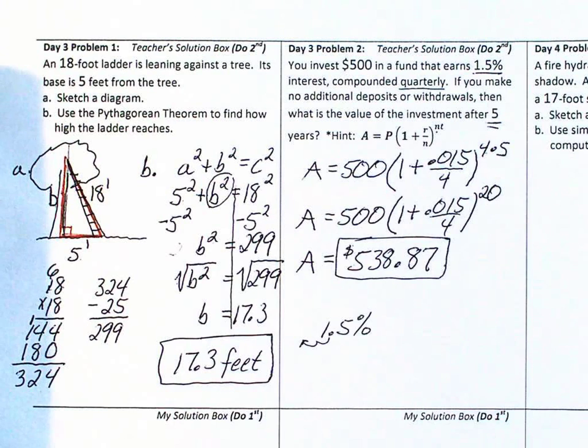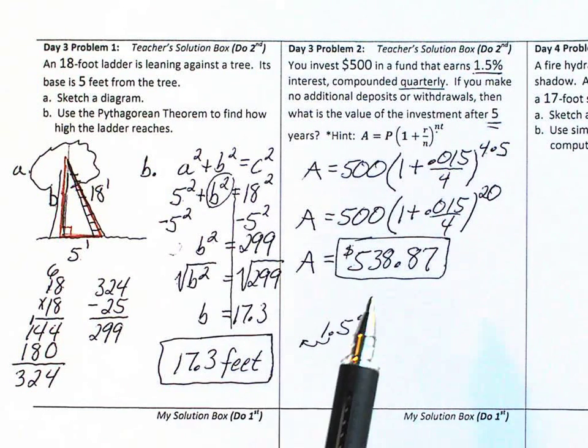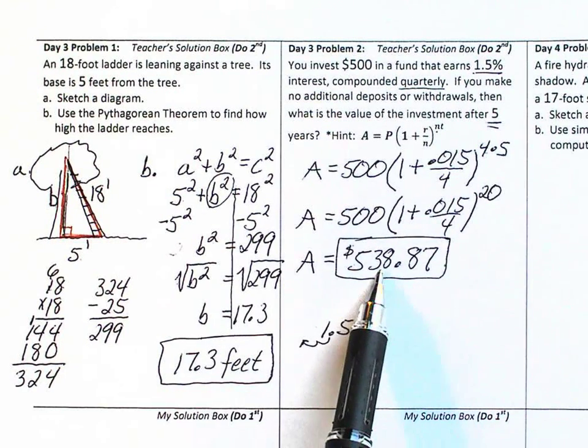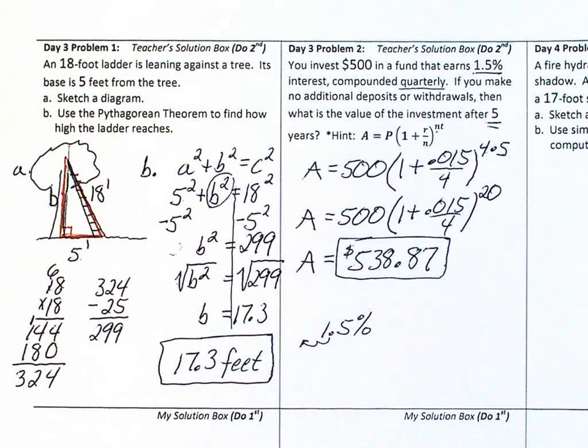And so we put $500 into an investment to begin with, left it untouched for 5 years. All during that time, the company that we gave our money to is paying us interest, and we will have this much money in total after 5 years. And so we earned $38.87 of interest.